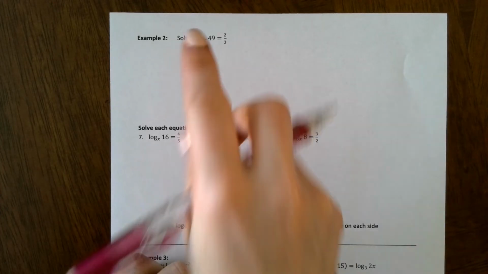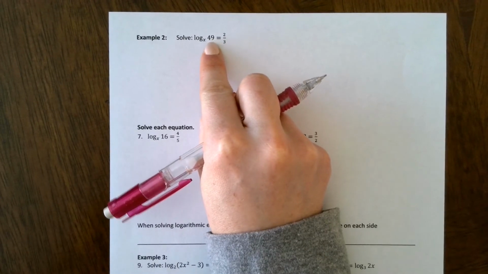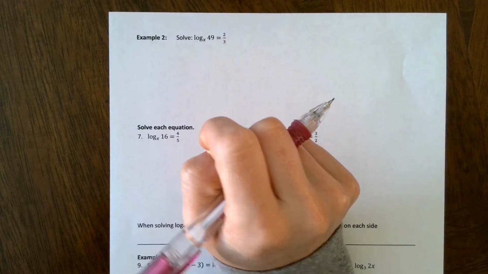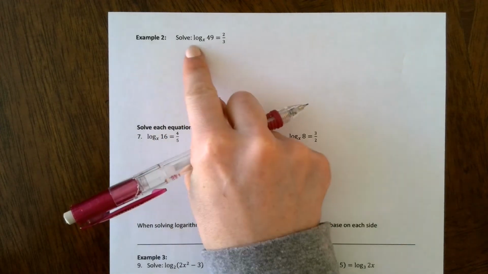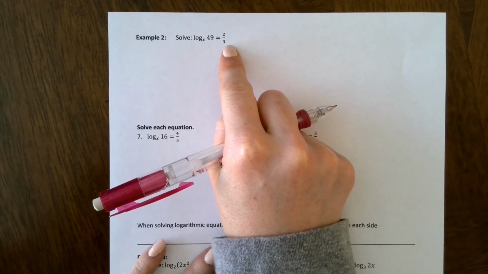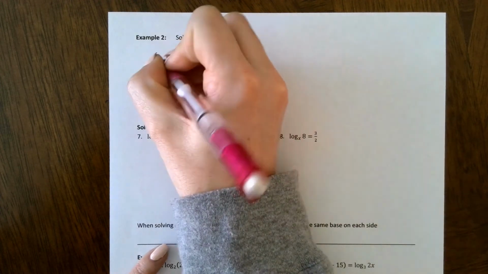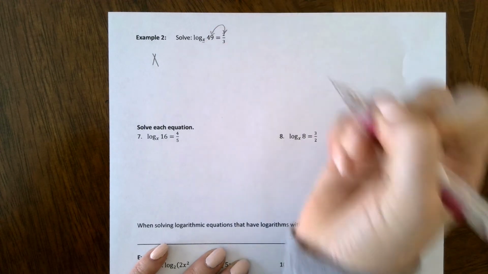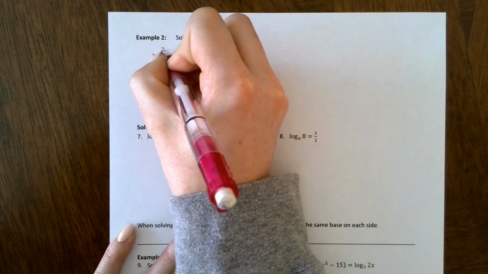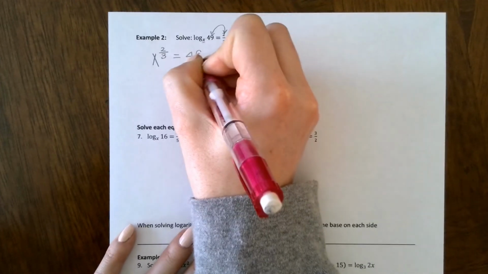Okay, example 2 looks very similar, but this time my log base is the variable instead of the large number. So I'm going to have to do things a little bit differently here. The first thing I want to do is again change forms, getting this into exponential form instead of log form. I'm going to start with finding my base. My base is x this time, so I'm going to put an x here. Then the 49 and 2/3 switch places, so the 2/3 becomes my exponent, and this is equal to 49.